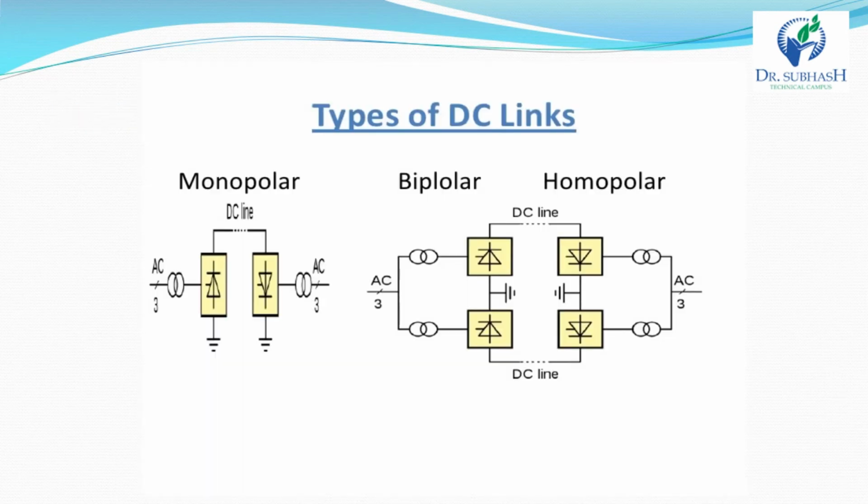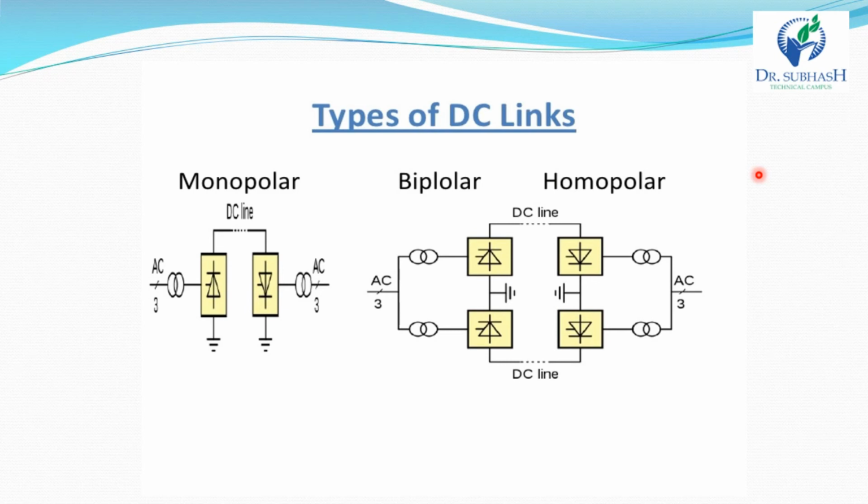Now, types of HVDC system. There are three types of HVDC system which we see in the figure here: a monopolar system, a bipolar system, and a homopolar system. The monopolar link has only one conductor. The ground or sea is used as the return path. The monopolar link is operated with negative polarity to reduce the corona effect.